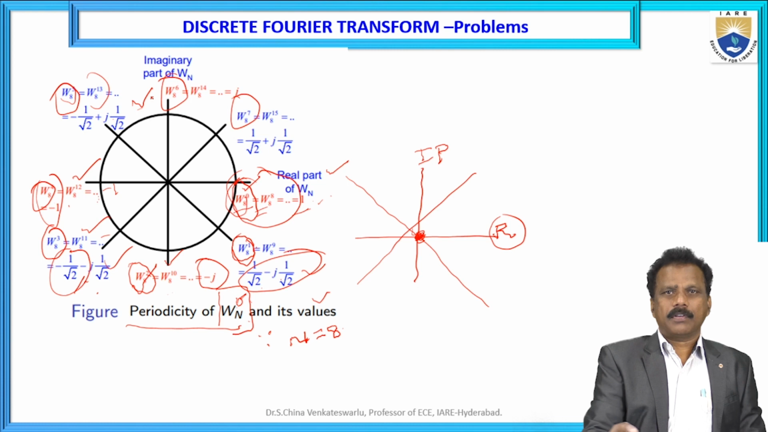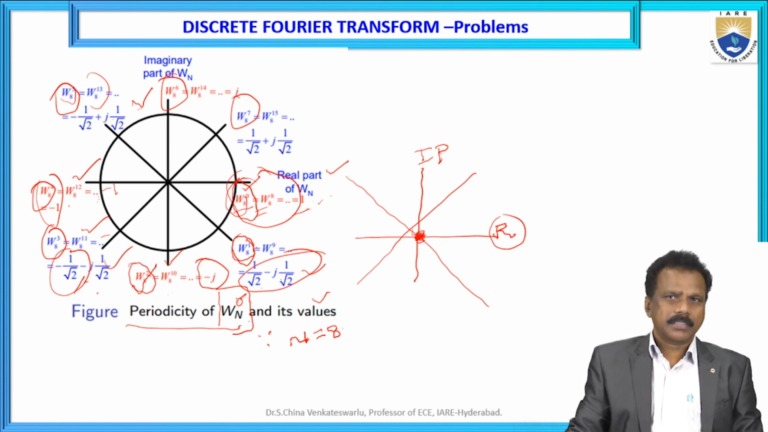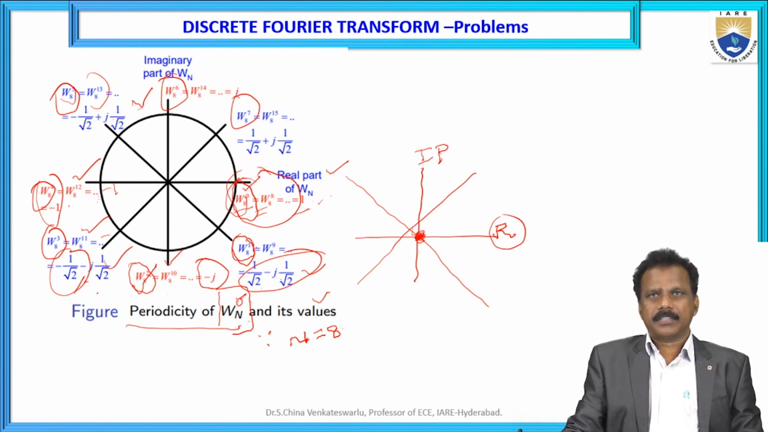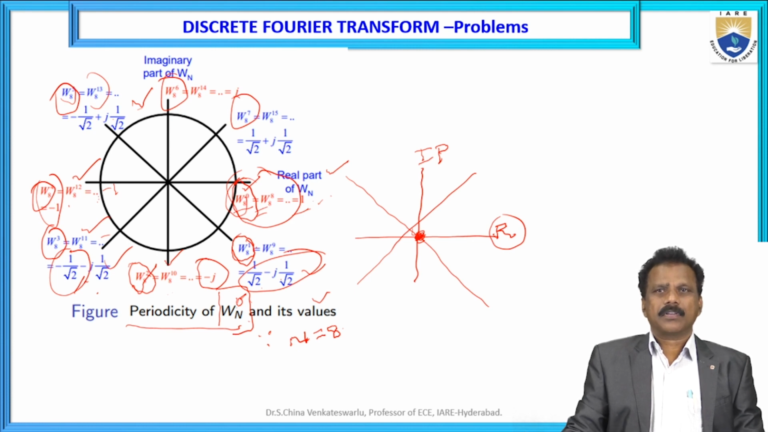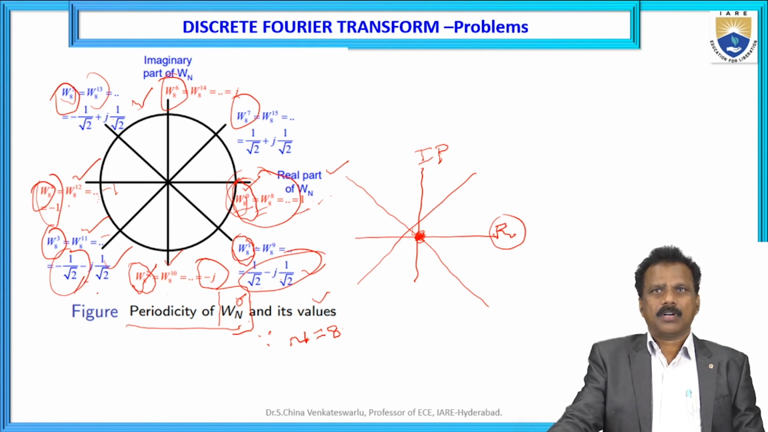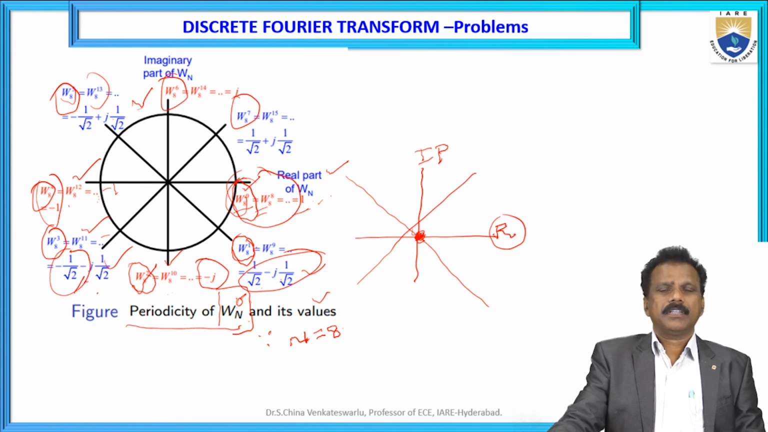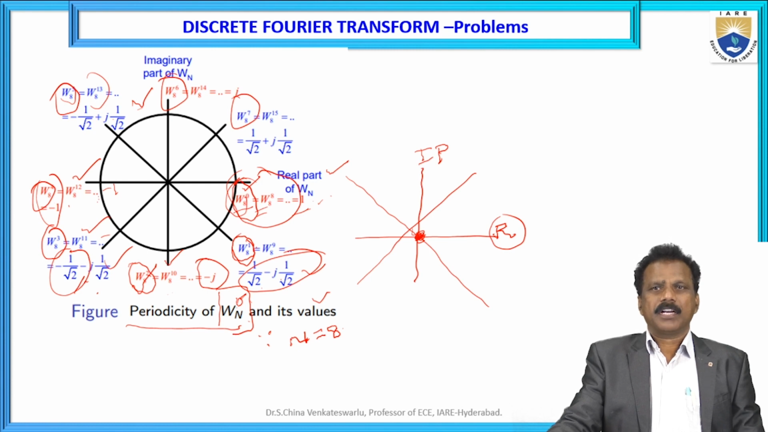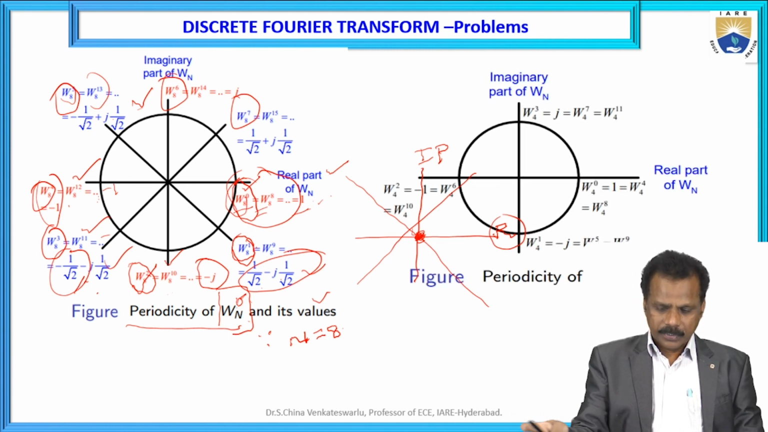Like this, we have to verify the periodicity of the weighting function or twiddle factor Wn and identify its values, because we have to compute the discrete Fourier transform. We will verify efficient computation. We require this periodicity of the weighting function or twiddle factor and its values, and it is very useful for efficient computations. How they calculate the DFT or IDFT, at that time we have to follow this periodicity of the twiddle factor and its values.